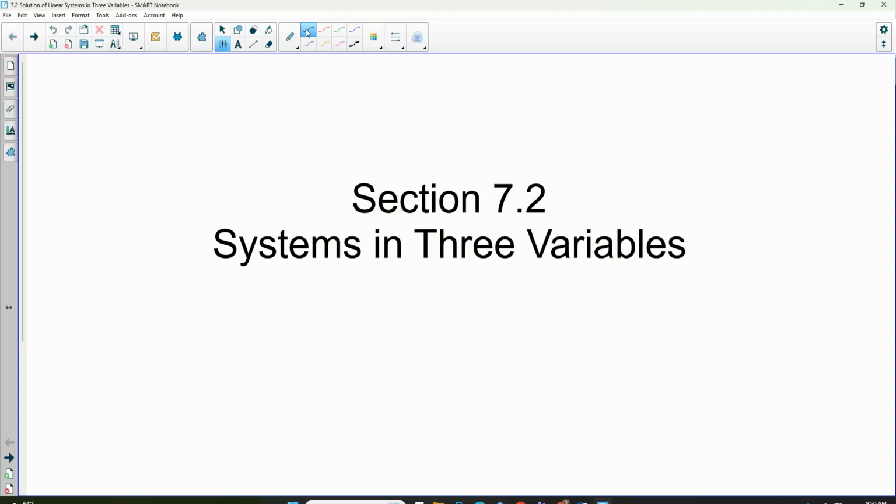Of equations today, but I want to look at systems that have 3 variables instead of just 2. In order to solve a system with 2 variables, we had to have 2 equations. If it has 3 variables, we're going to have 3 equations in order to get a solution.